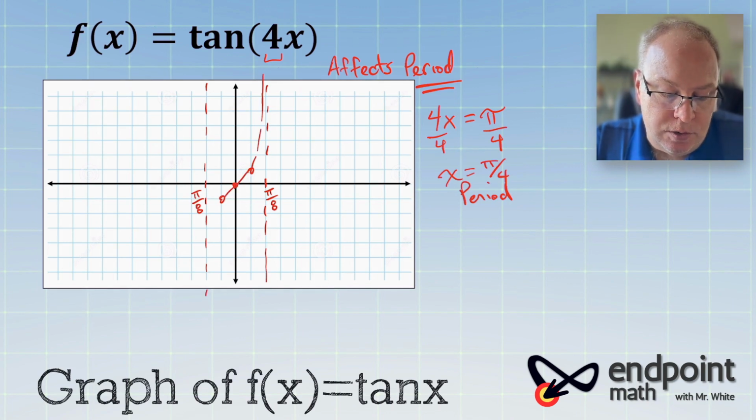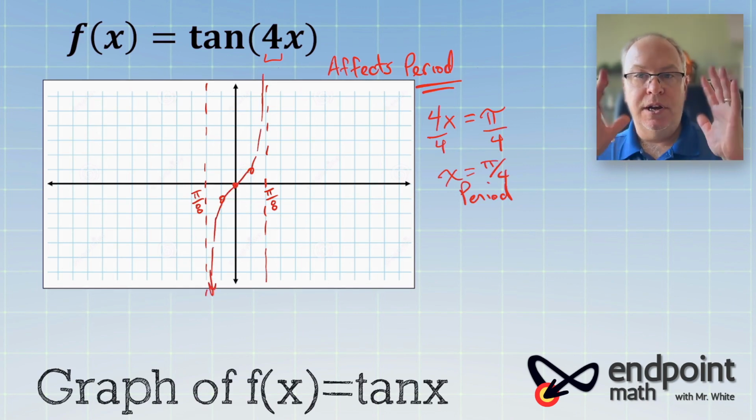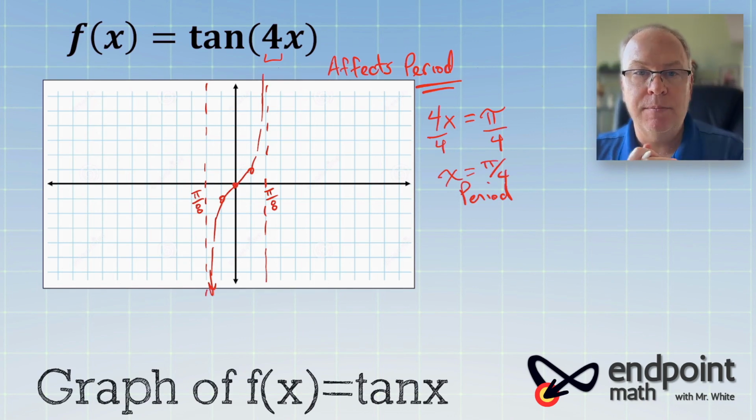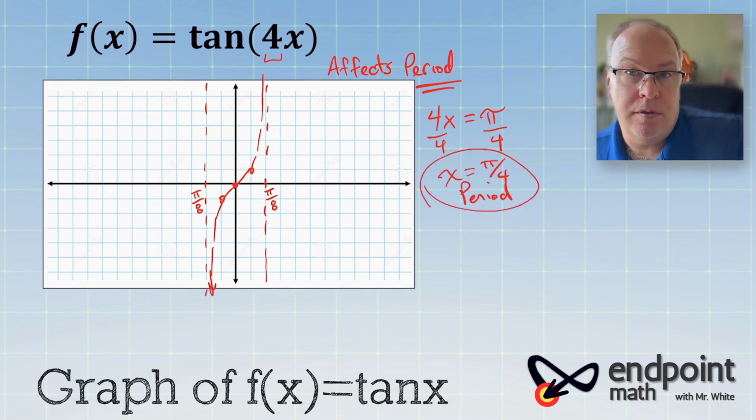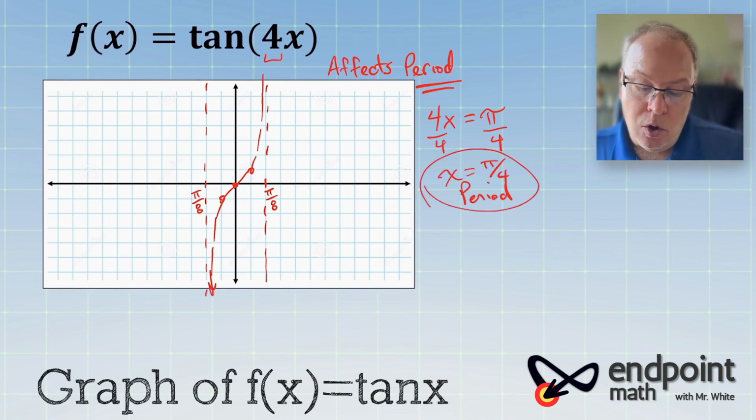So really, this is a horizontal shrink. This entire graph is 4 times faster. That's what that does in there. Often when I say that to students, their eyes pop open and they're, oh, I get it now. That 4 makes the graph cycle 4 times faster. So what used to take a full pi to happen now only happens in a fourth of the time, pi over 4.